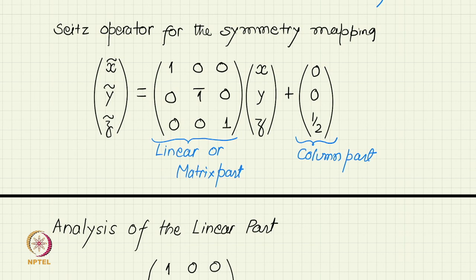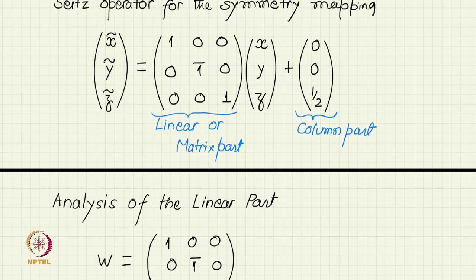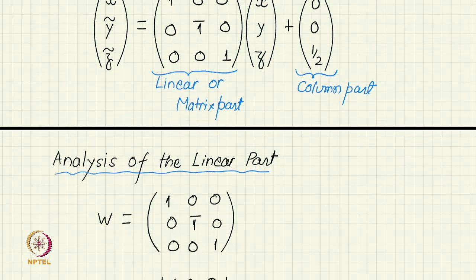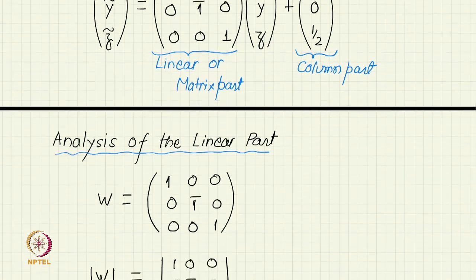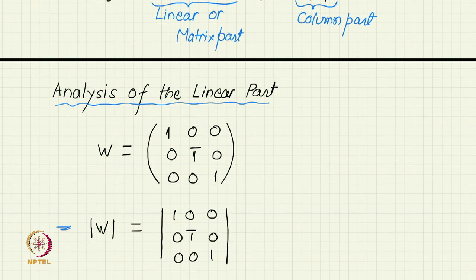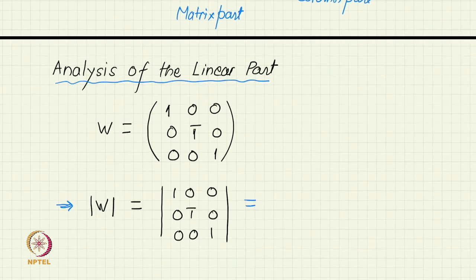The symmetry operation is anyway given algebraically here, but we want to interpret it geometrically, that is whether it is a rotation or a roto inversion or a reflection, and what is the position of the rotation axis, or what is the orientation and position of the reflection plane, things like that. So, we want to geometrically interpret this mapping. To do that, the first part is to analyze the linear part, the matrix part. The first step in the analysis is to find the determinant of this matrix part W, which is simple to calculate in this particular case.